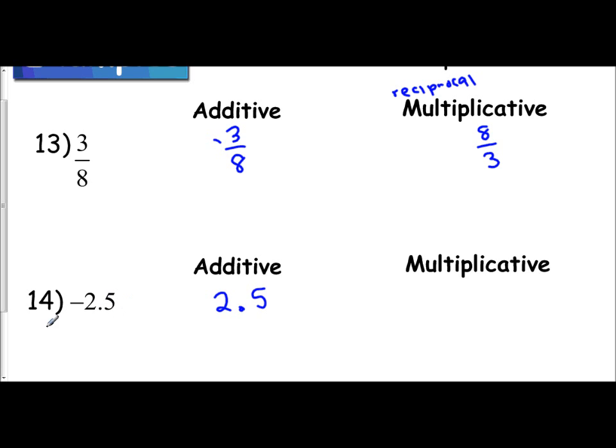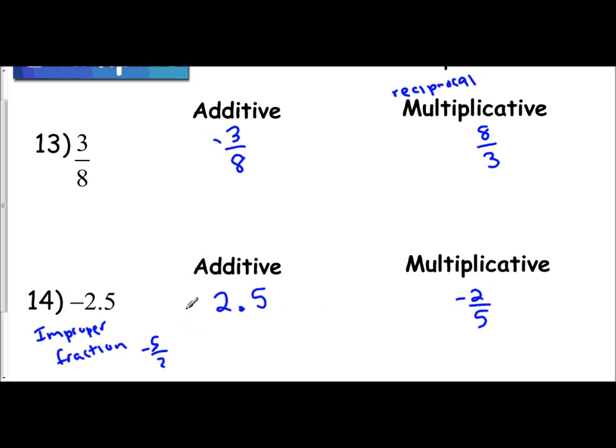So when you're dealing with problems where you're given decimals, what you want to do is change it to an improper fraction. And that way you can flip it and get the reciprocal. So negative 2.5 is really negative 5 halves. So when you're flipping negative 5 halves, it becomes a negative 2/5.